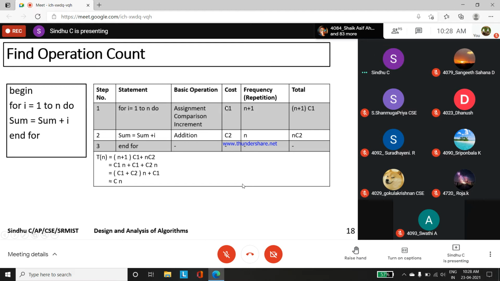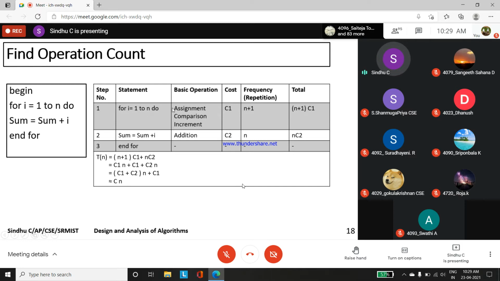And generally, it takes some cost C1 to get this statement performed. And say for this statement getting performed, it takes a cost C2. Right? And this is just a termination statement for this for loop, so there is no cost involved for this. And the number of times this particular statement occurs is n plus 1 times, because it runs from 1 to n.